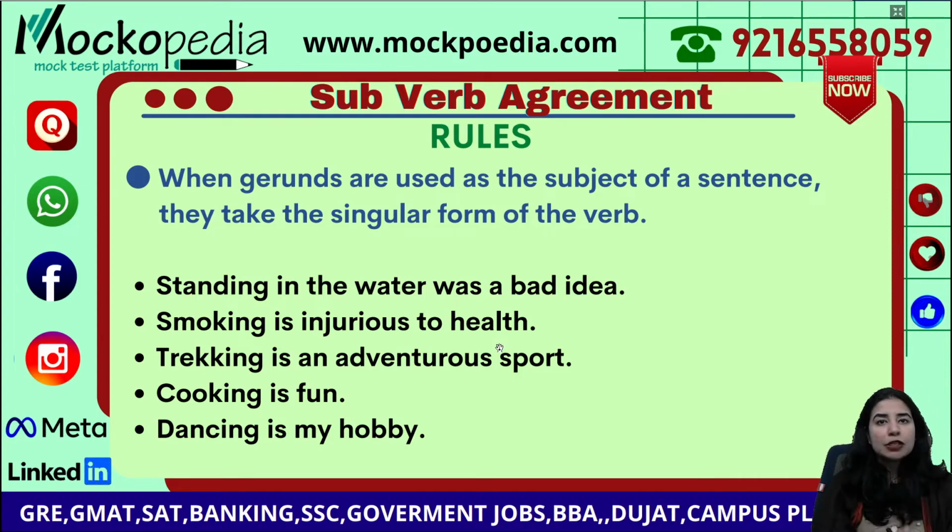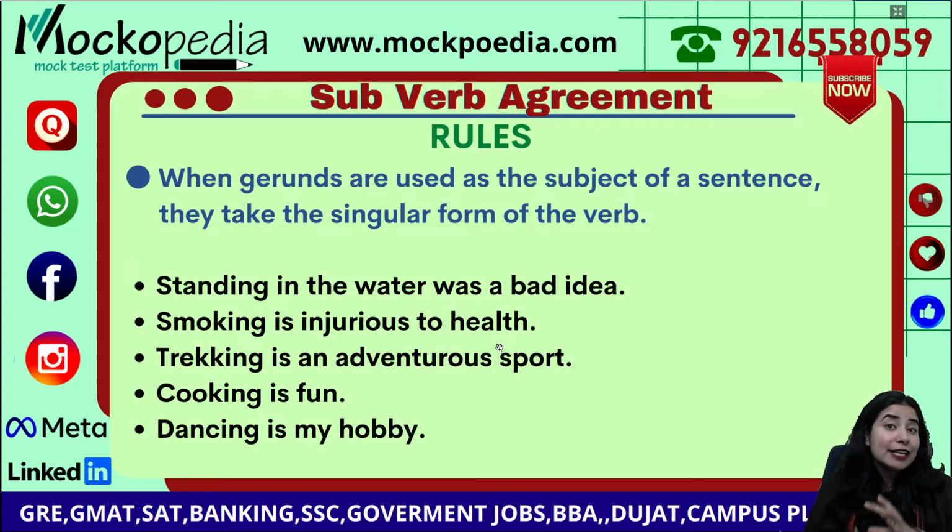When the verb's first form plus ing acts as a subject or an object, or acts as a noun, we call it a gerund. A lot of interesting examples. Dancing is my hobby. Dancing is. So the gerund is dancing. With gerunds, the verb is singular. Dancing is my hobby. Smoking is injurious to health. Trekking is an adventurous sport. Cooking is fun. Playing guitar is my favorite pastime.